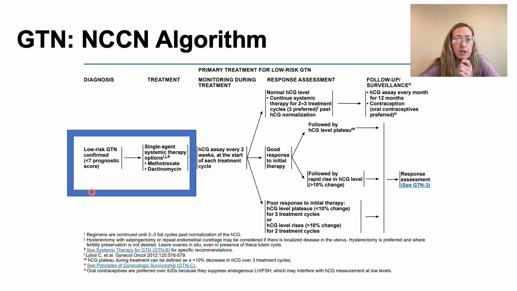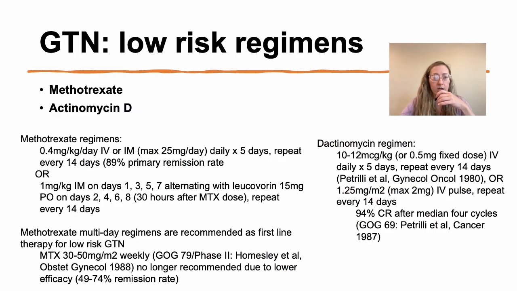Okay, and one other point here that I just wanted to show you was in the NCCN algorithm, it has systemic agent, single agent chemotherapy. And then it has a little J by it, which says hysterectomy may be considered if there's localized disease in the uterus and is preferred where fertility preservation is not desired. So just keep that in mind. So the 2 low-risk regimens are methotrexate and actinomycin D. I have the different regimens down here, and there were a lot of studies that went over the different regimens. We're not going to go through these in detail. I think the most important thing for you to know is that these are the low-risk regimens.